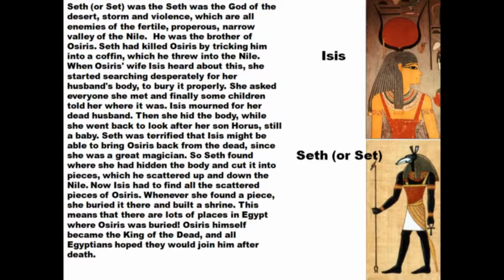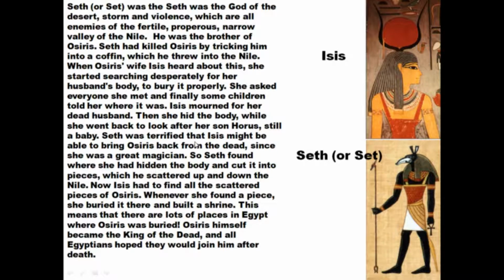Seth was the god of the desert, storm and violence, which are all enemies of the fertile, populous, narrow valley of the Nile. He was the brother of Osiris. Seth had killed Osiris by tricking him into a coffin, which he threw into the Nile. When Osiris' wife Isis heard about this, she started searching desperately for her husband's body to bury it properly. She asked everyone she met, and finally some children told her where it was. Isis mourned for her dead husband, then she hid the body while she went back to look after her son Horus, still a baby.